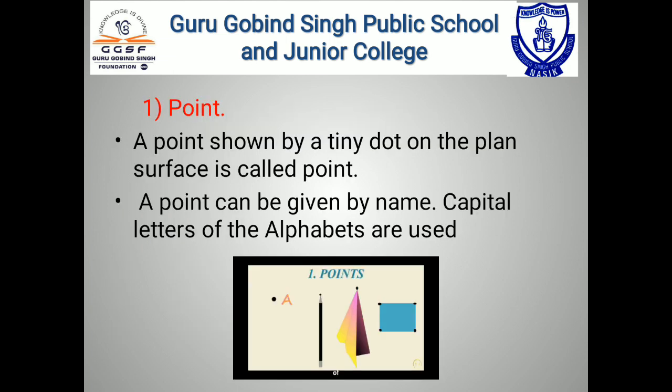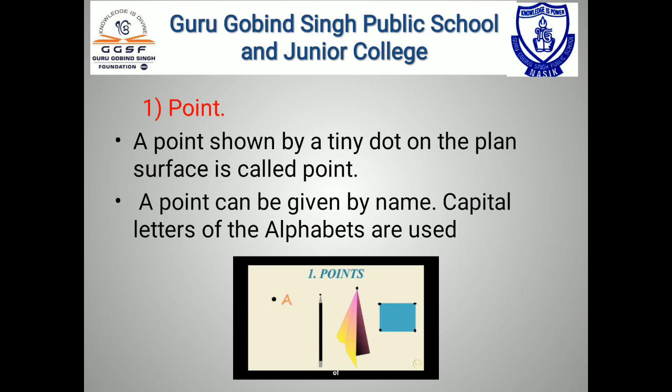First, point. A point is shown by a tiny dot on a plane surface. Point can be given by name. The capital letter of alphabets are used. A tiny dot on the plain paper is nothing but a point. We can name the dot with a capital alphabet. So, if a dot has a capital alphabet as shown in the figure, we will read it as point A.